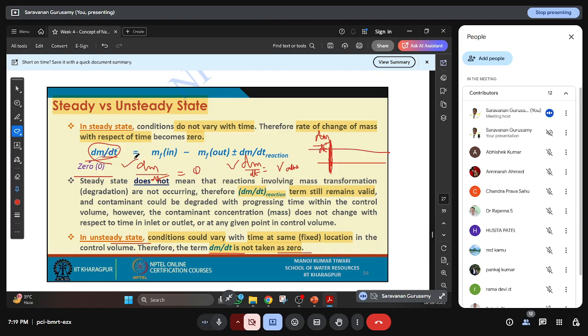So if they mention continuous stirred tank reactor and steady state, then the left side will become 0. If they mention steady state and conservative pollutant, then the left side and the right side will become 0. Mass in will be equal to mass out. Okay, you got the conversion of formulas, right? So at any time, the mass should not change. That is called steady state.